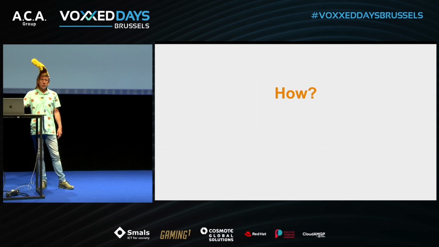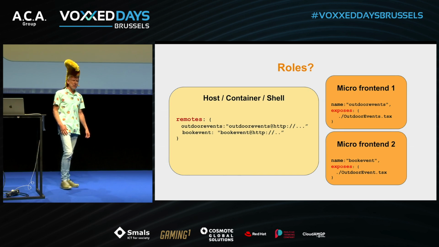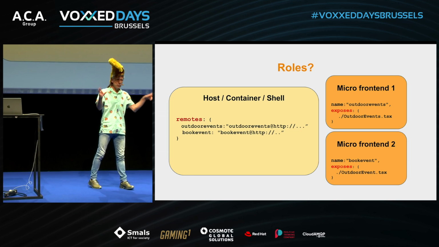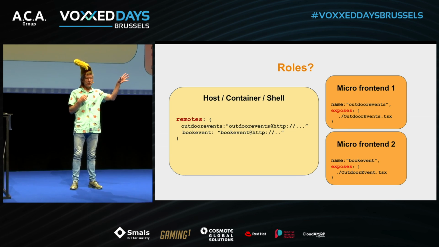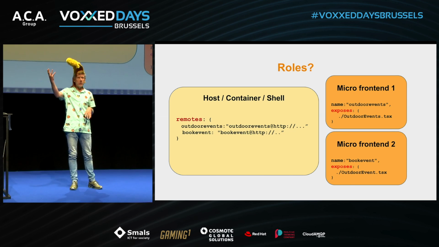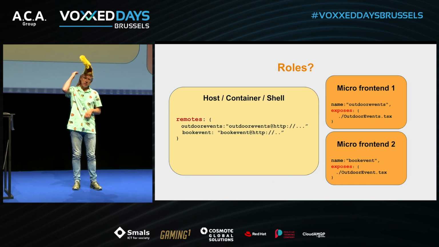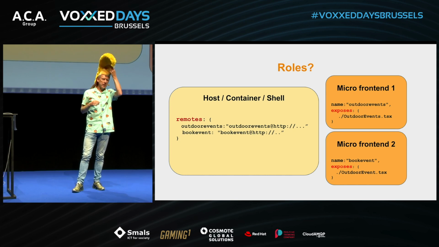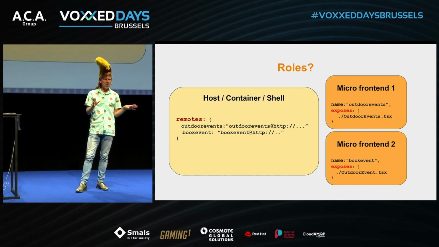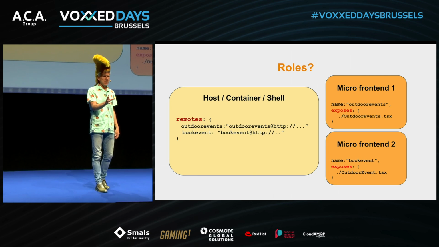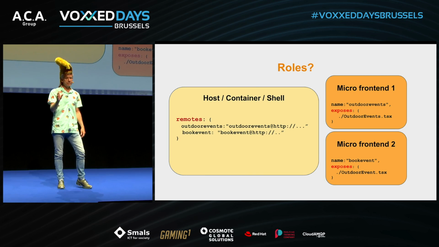How do we create such an application? First, we have to identify two roles. A container, or a host, or a shell, as they call it, on one side. And on the other side, you have the micro frontends. The host shell is where we define our remotes, and there we map our micro frontend names.